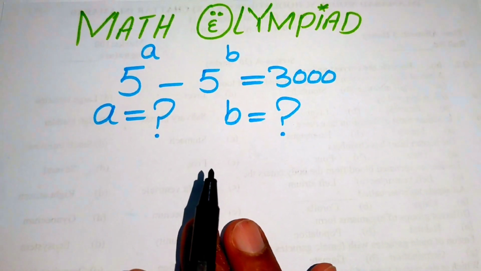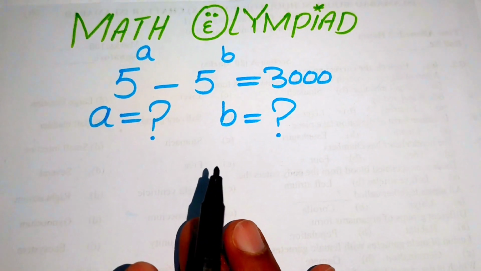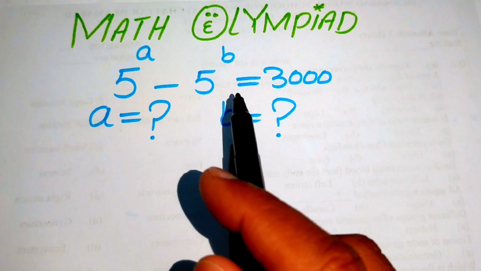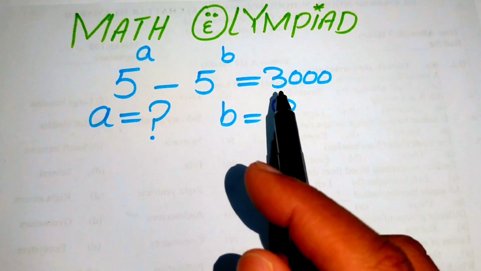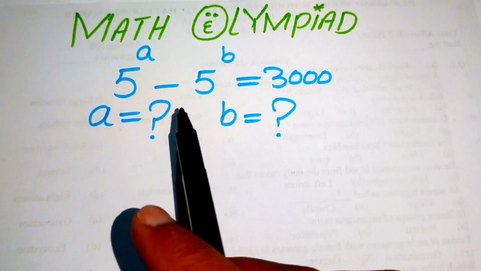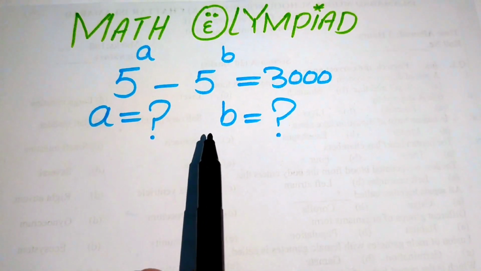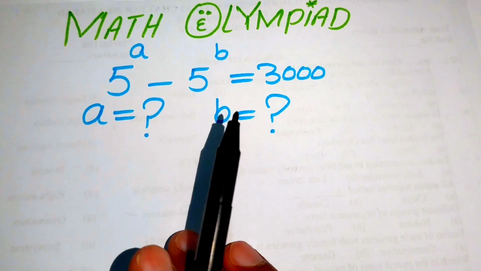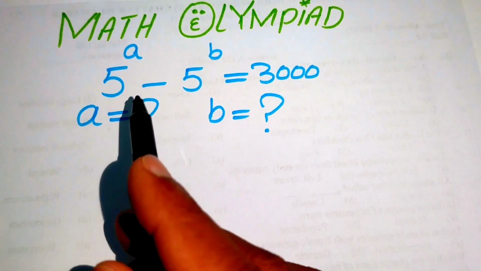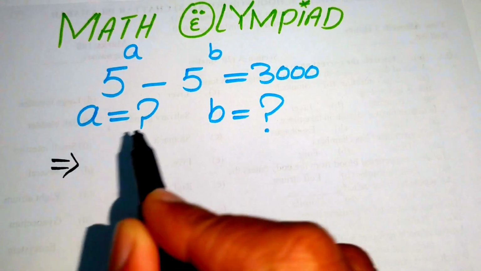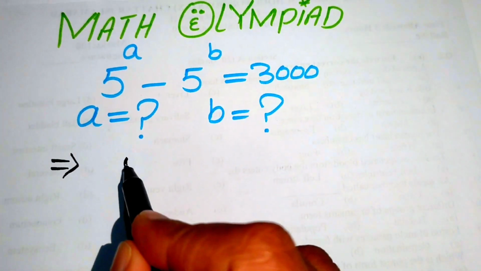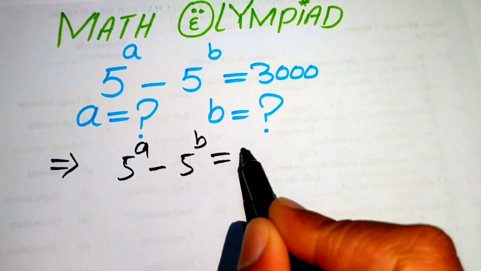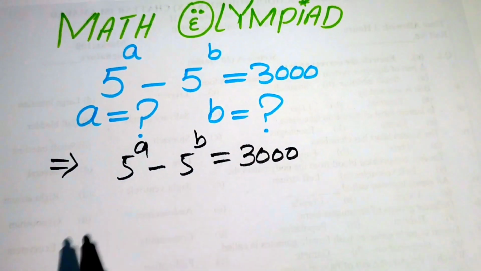In this video, we are going to solve this math algebra problem. Here we have 5 to the power of a minus 5 to the power of b equals 3000, and we can find the values of a and b in this problem. So the very first thing we are going to do is focus on the left hand side. First I can just copy down this term and write it as 5 to the power of a minus 5 to the power of b equals 3000.